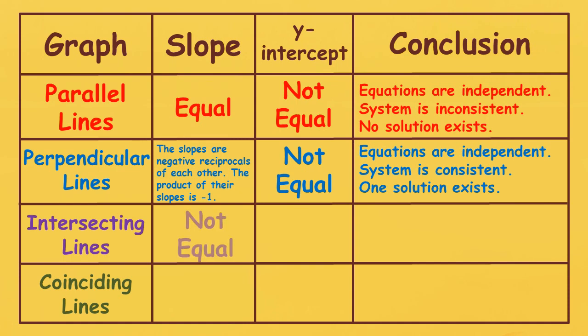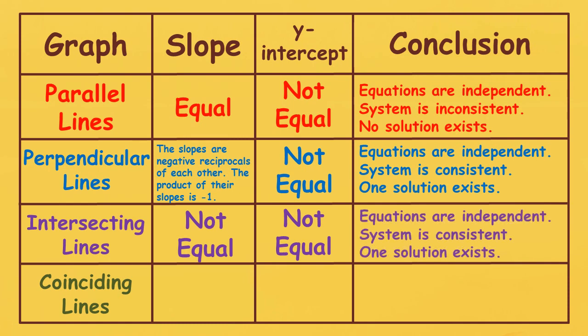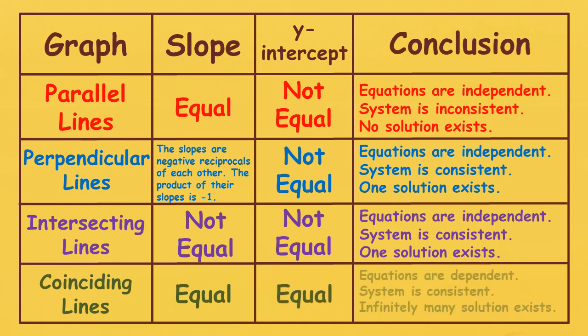Next, intersecting lines. Ang slope ng intersecting lines ay not equal. The same with y-intercept, not equal din. Equations are independent, system is consistent, one solution exists. At ang huli natin ay ang coinciding lines. Ang slope ng coinciding lines ay equal, kaparehas ng y-intercept. Equations are dependent, system is consistent, infinitely many solutions exist.